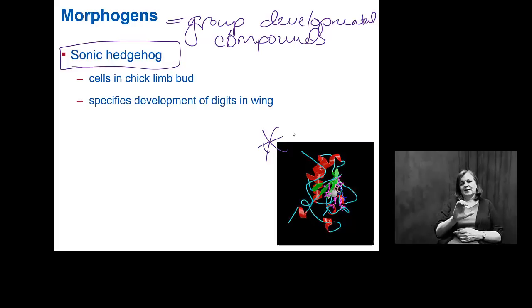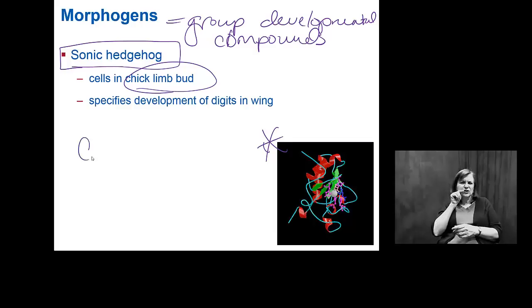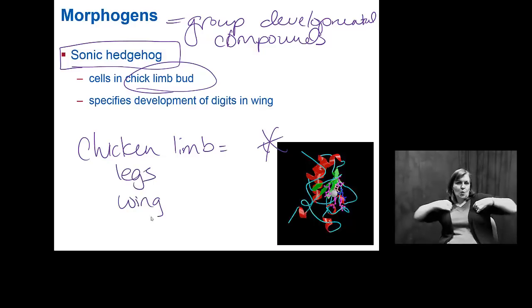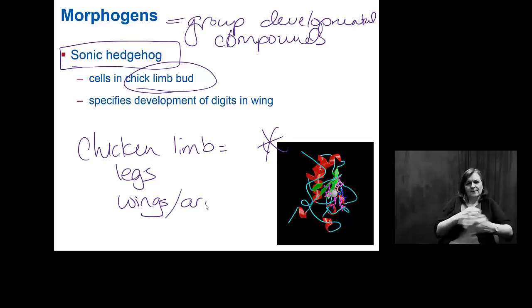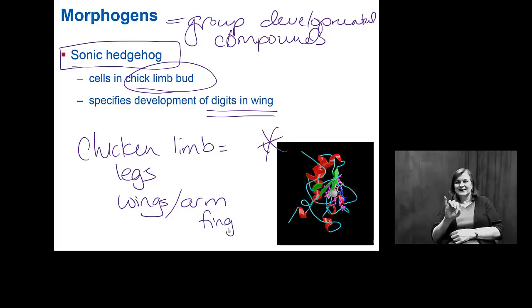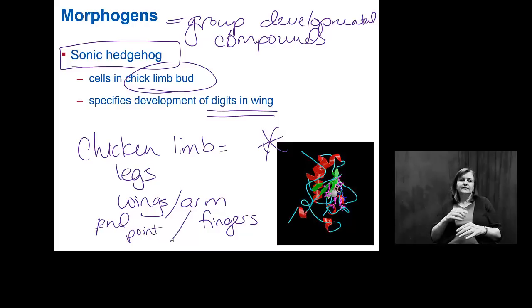So what they look at is this development of actually limb buds. So what's a limb in a chick or a chicken? Well, it's no different than yours. It could be legs or it could be wings. You technically have a version of a wing, right? You have arms. But what we look at is specifically the development of digits in the wing. So be like your fingers or the very end point of a wing in a chicken. And I'll show you that in just a second.